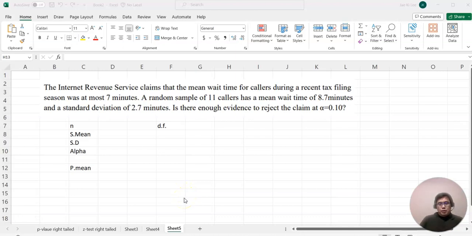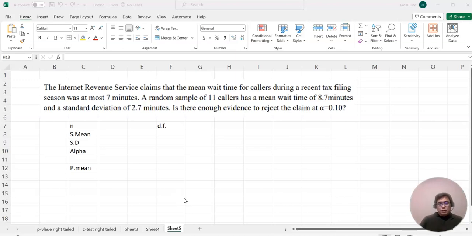So this time we continue to cover one sample hypothesis testing with a small sample case. Among left tail, two tail or right tail cases, in this case we are covering the right tail case. Okay, so let's read in the example.